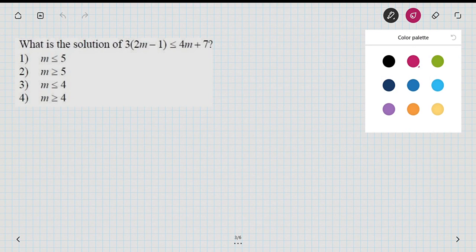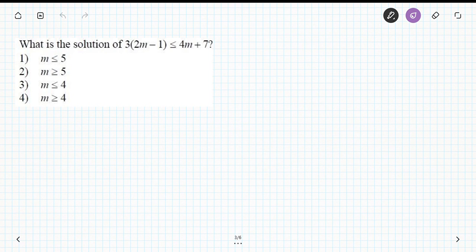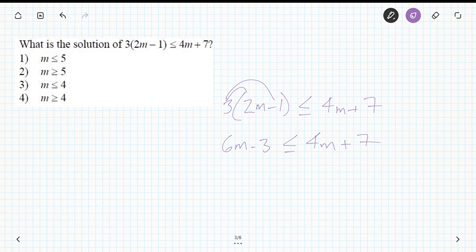So this time let's use purple. So now I have 3 times 2m minus 1 is less than 4m plus 7. Okay, so I see a 3 outside of parentheses, so I automatically go ahead and distribute. So I'm going to have 6m minus 3 is less than 4m plus 7.